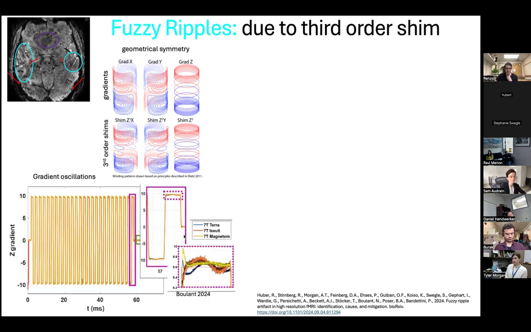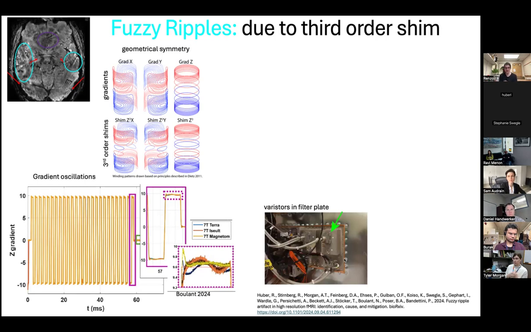And this has also been shown by Nicolas Ballon as part of their ramping up to 11 Tesla, where you can see that there are these short-term oscillation patterns very often in EPI. And by short-term, I mean anything shorter than 1 millisecond. Like you have these oscillations. And this can be due to the fact that there are these varistors in the filter plates, voltage-sensitive resistors, which are part of the filtering mechanism. However, they allow this inductive coupling between the third order shims and the gradients, causing these oscillations.